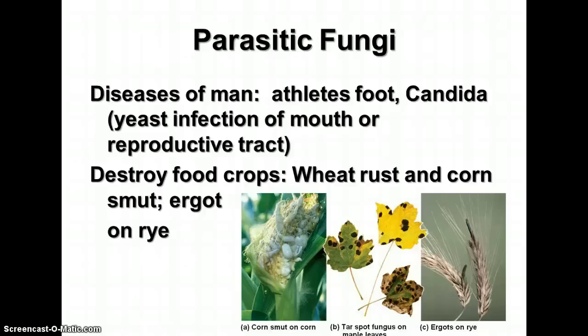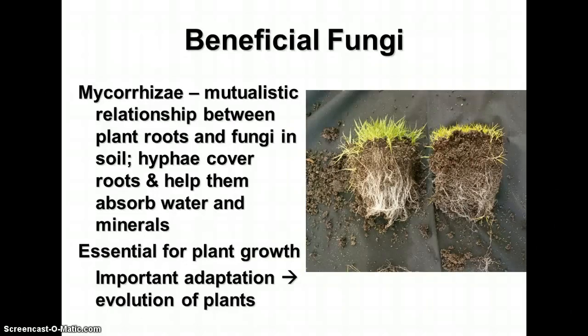There are also fungi that can destroy food crops and have a very negative impact on the economy. Wheat rust and corn smut and rye grow fungi called ergots that cause all kinds of problems for the farmers as well as those animals that might consume the infected products. There are also very beneficial fungi, and like I said earlier, most fungi are beneficial rather than harmful.